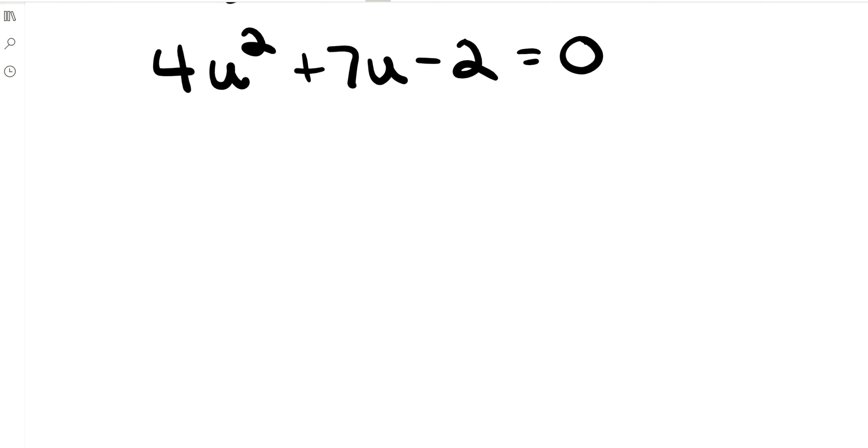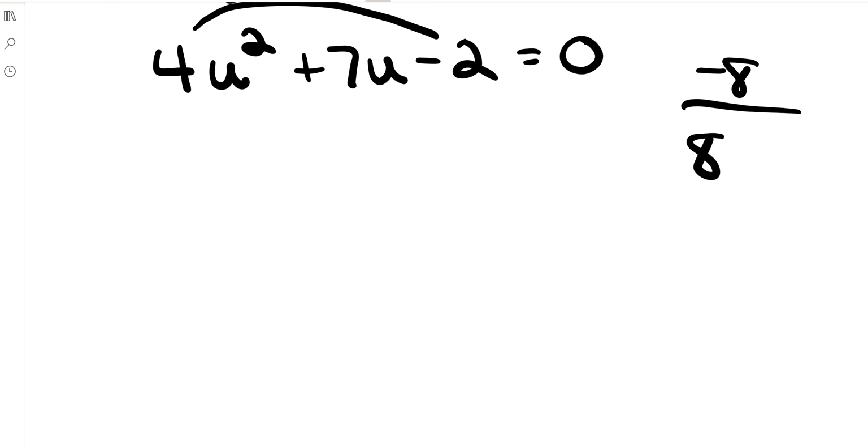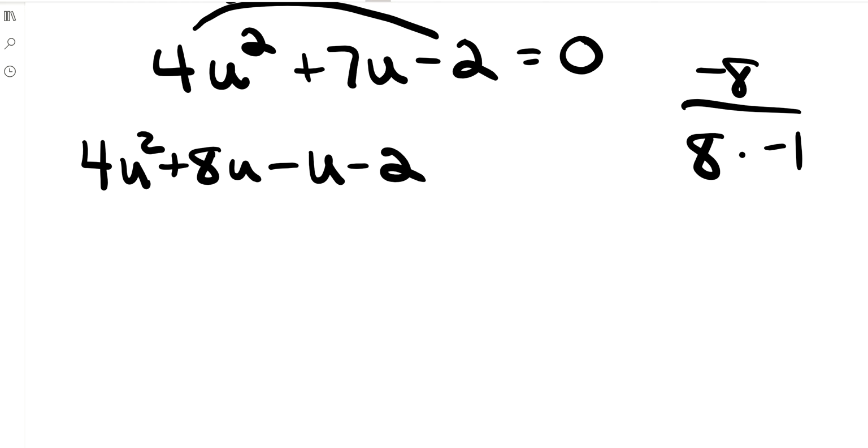All right, I'm stuck with the 4, it looks like. I can't factor it out, so I'm going to do the grouping method. 4 times negative 2 is negative 8. I need 2 factors of negative 8 that'll add up to be positive 7. And that looks like it's going to be 8 times negative 1. All right, that gives me my negative 8. When I add it, I get a positive 7. So let's rewrite the problem to be 4u squared plus 8u minus u minus 2, and we know it equals 0.